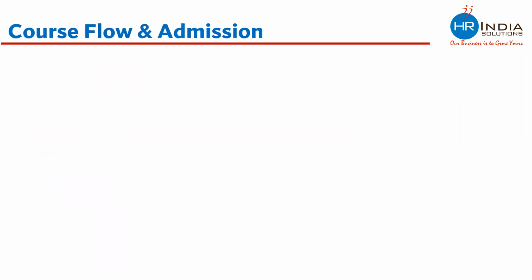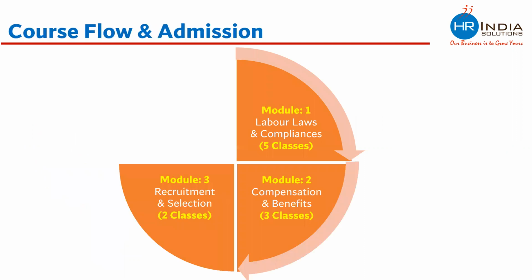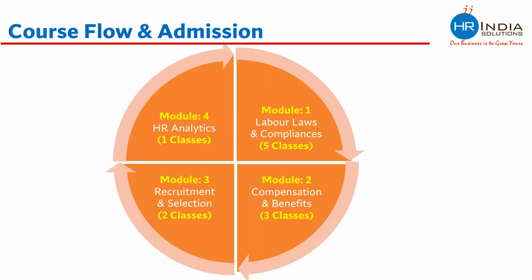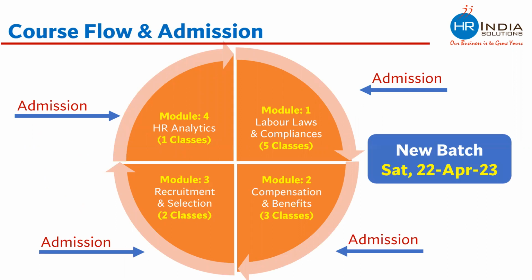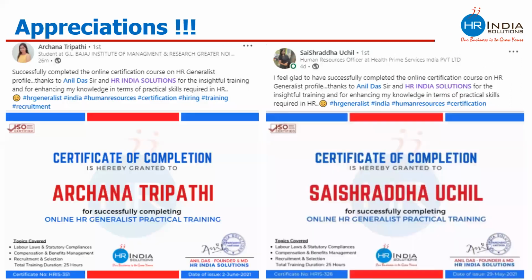How do we start? We start from module 1, then move to module 2, then module 3, module 4, and again we keep on revolving. The next admission is happening from 22nd April. The new batch, which will start from class 1, is happening from 22nd April, from which date the course would be starting from the very beginning.